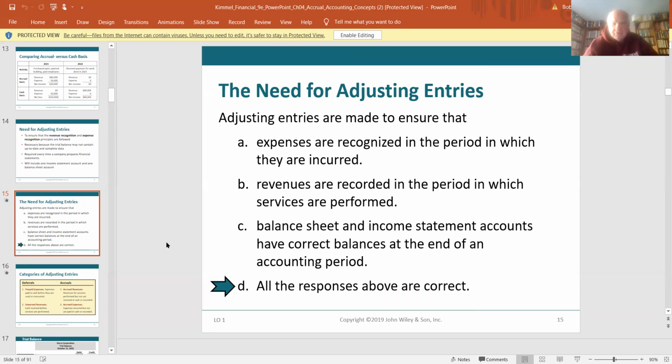Adjusting entries are made to ensure that expenses are recognized in the period in which they're incurred, and revenues are recorded in the period in which the services are performed. We can't say that enough. Balance sheet and income statement accounts have correct balances at the end of the period. We want that to be another result. And all the responses above are correct.